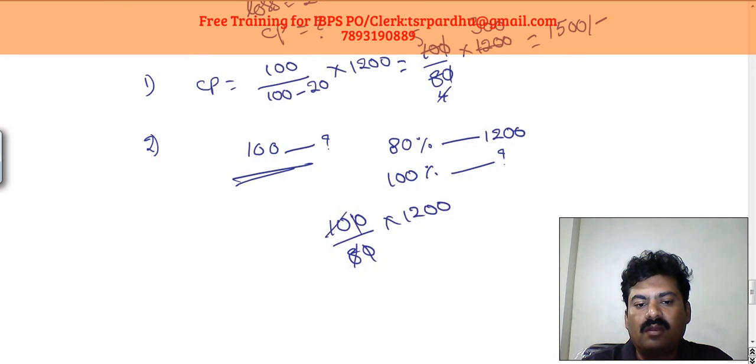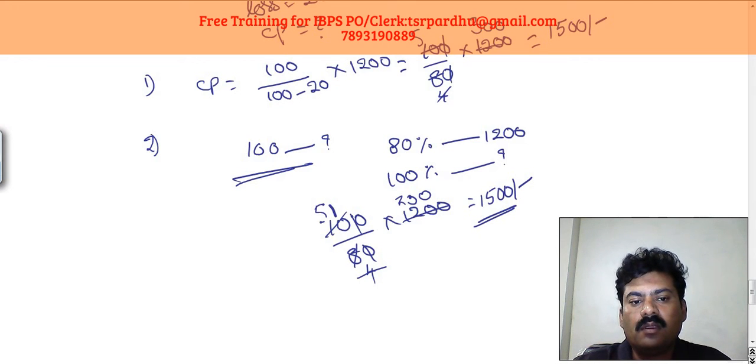Now simply we can go for calculation like this. $1,500 is the amount. Total 1,500 amount is the cost price. On this 1,500 there was a 20% loss, so that the selling price is 1,200.